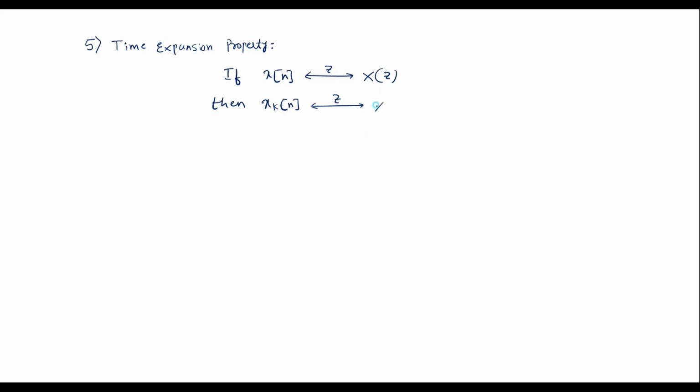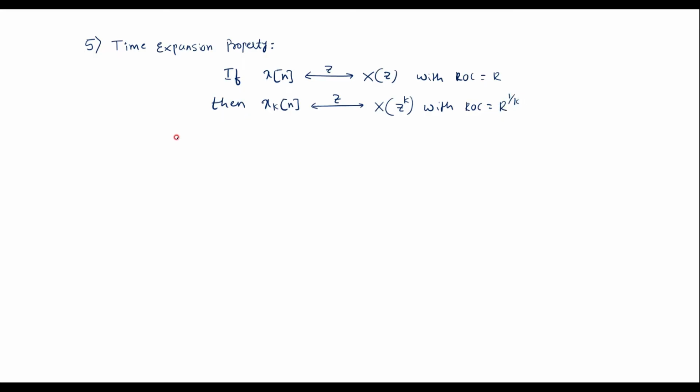Consider the next property, that is the time expansion property. This property says that if the Z transform of discrete signal x of n is, say, X of z, then the Z transform of the signal xk of n is given by X of z power k. Here the ROC will be R power 1 by k.